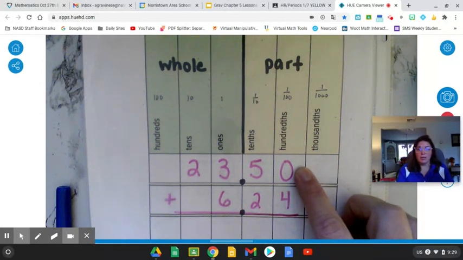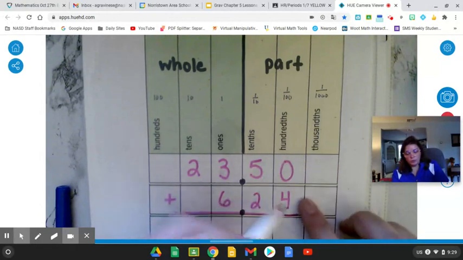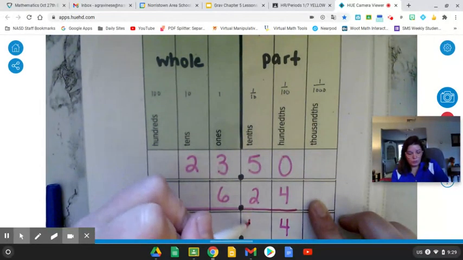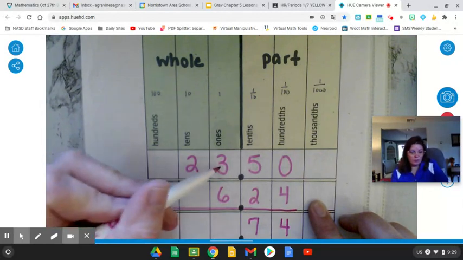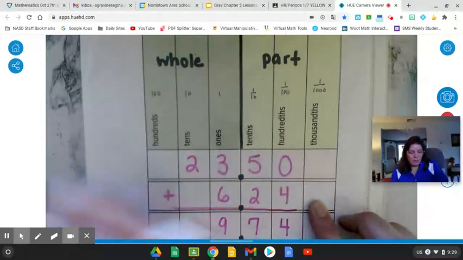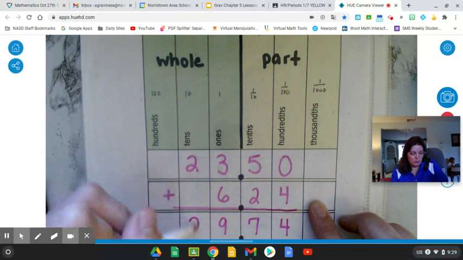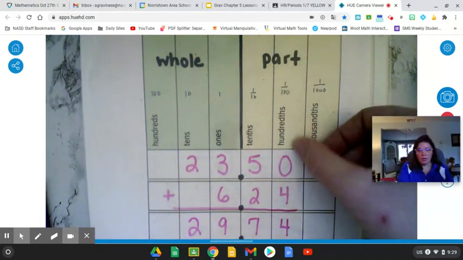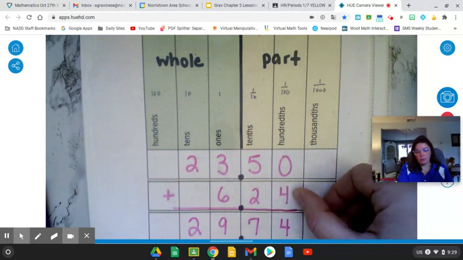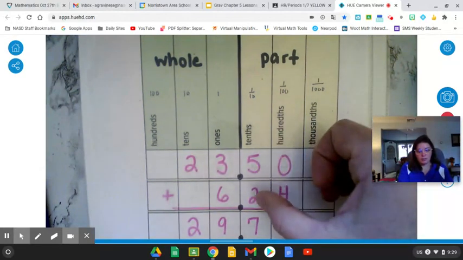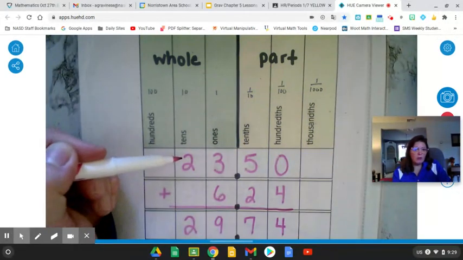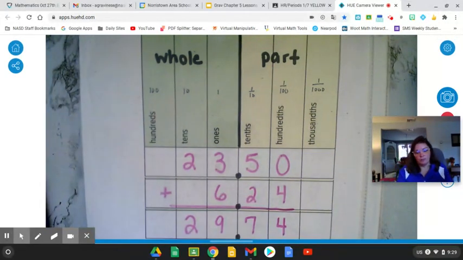Now we can go ahead and add these two numbers together. 0 plus 4 is 4. 5 plus 2 is 7. 3 plus 6 is 9. And 2 plus 0 is 2. In other words, we add our hundredths together, we add our tenths together, we add our ones together, our tens together, etc.